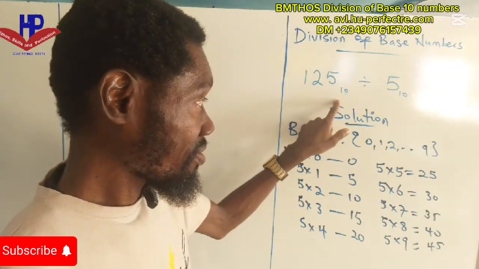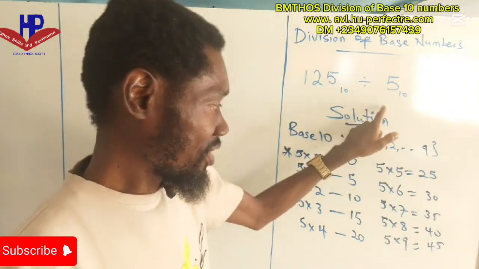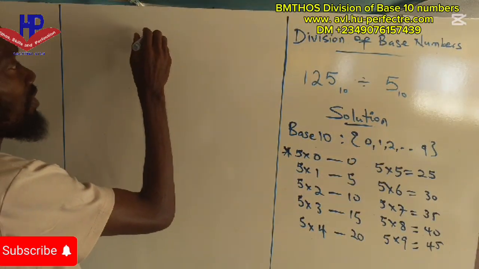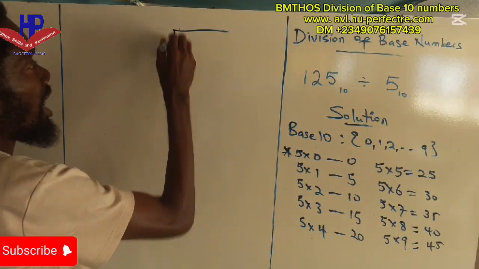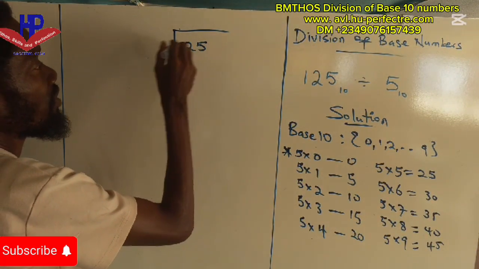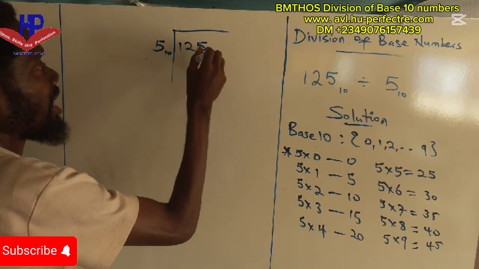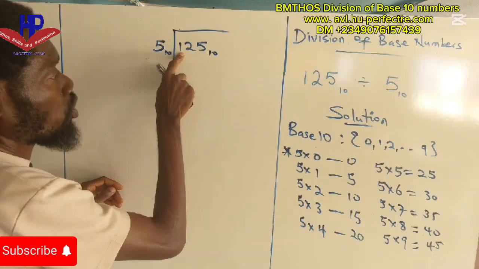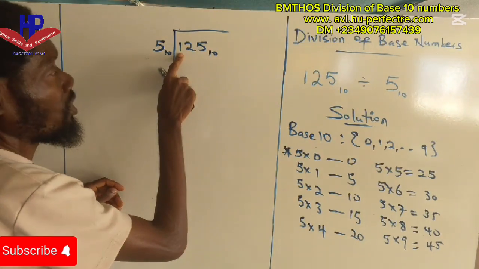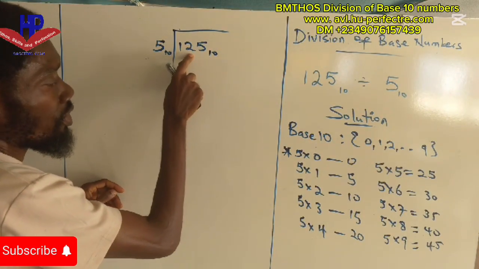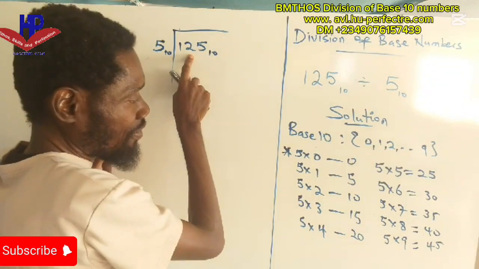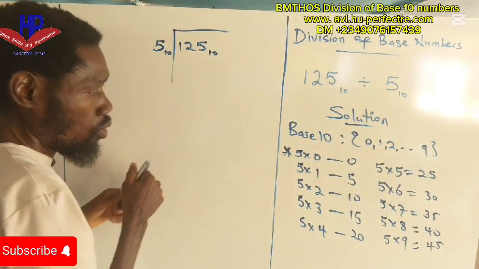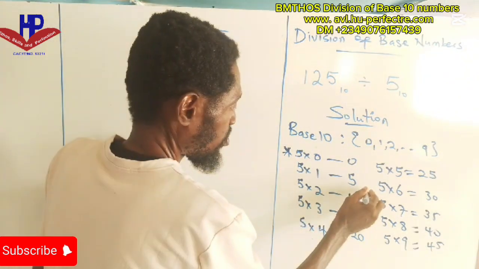125 base 10 by 5 base 10. Now, if we want to divide that, we're going to have this structure. 125 divided by 5, they are both in base 10. 5 cannot go into 1, but 5 can go into 12. Now, what was the product that gave you a number that is 12 or close to 12? What was that product? Here it is.